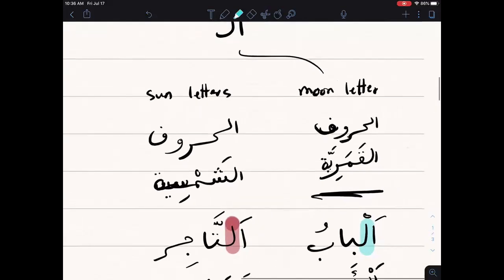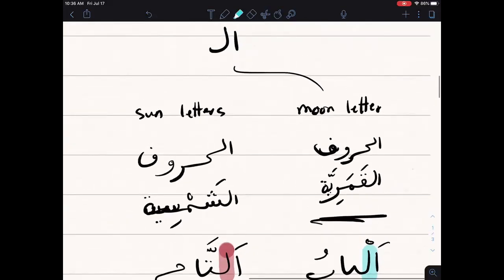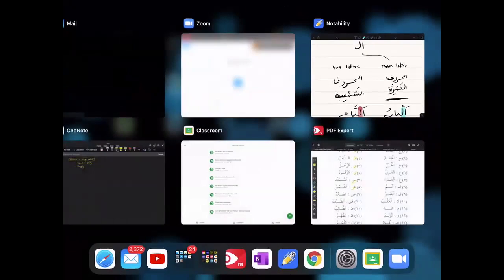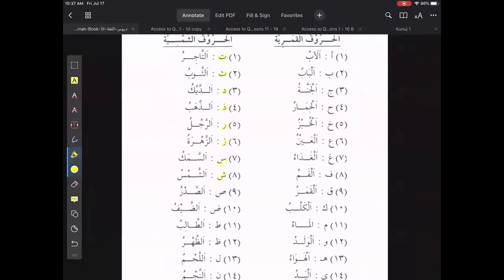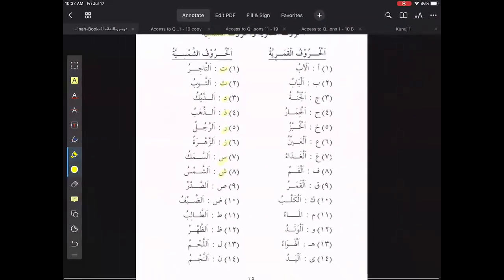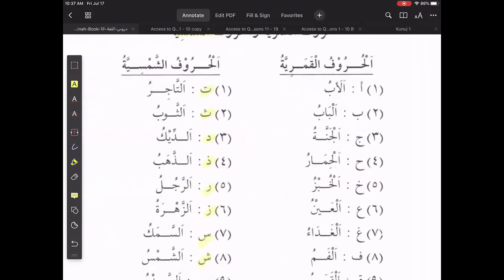And now, some of you are asking about the sun letters and the moon letters. Yes, this has to do with the book. Let me give you a very good example. If you go back to the book, let's go back to the book. Every letter that you see here, where's my highlighter?